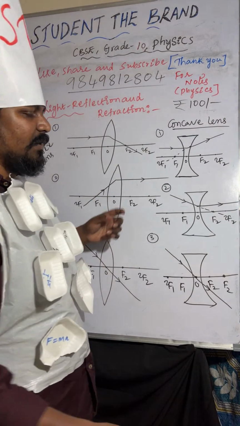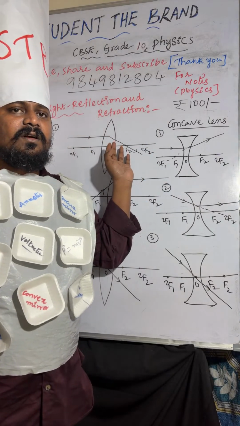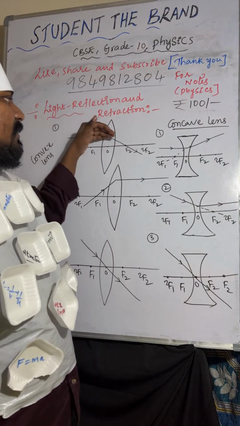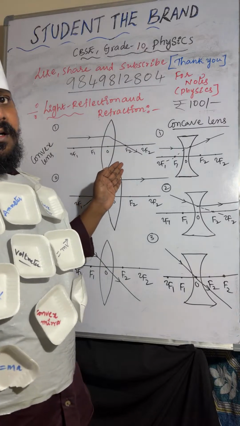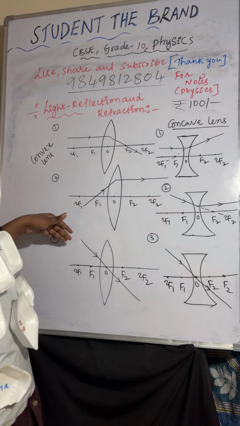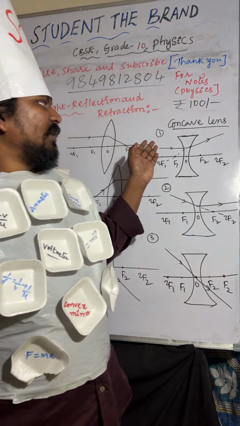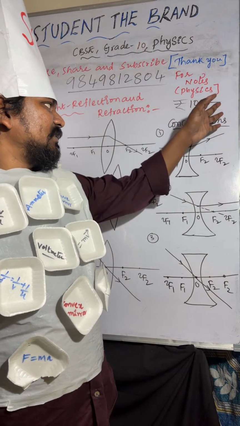Okay, so here you can observe, convex lens and concave lens. Coming to the convex lens, light ray is passing through focus, after refraction it moves towards infinity. Here light ray is passing through optic center, no deviation takes place. And here you can observe light ray after refraction diverges.